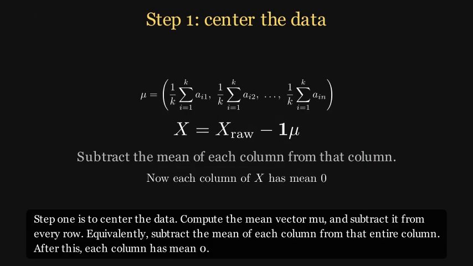Step 1 is to center the data. Compute the mean vector mu, and subtract it from every row. Equivalently, subtract the mean of each column from that entire column. After this, each column has mean 0.